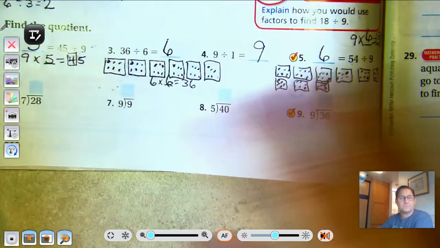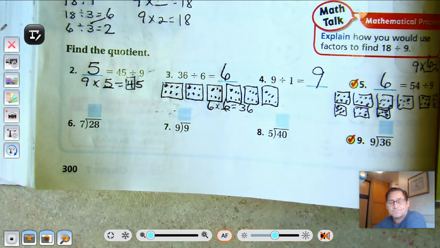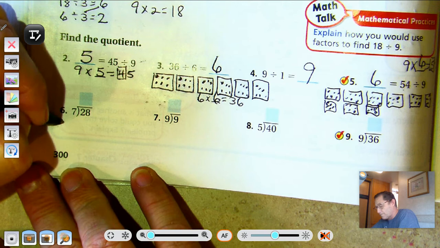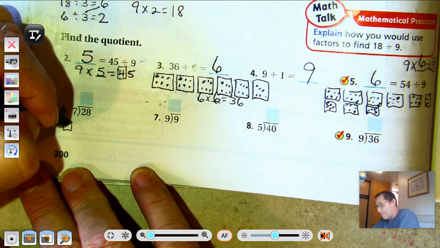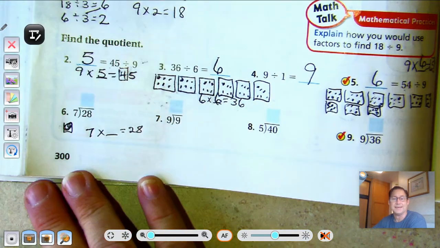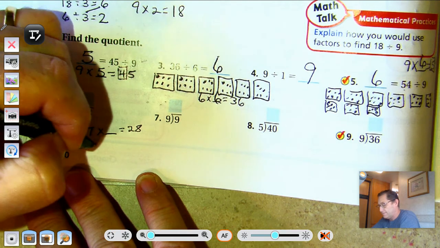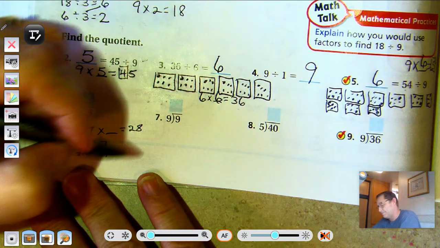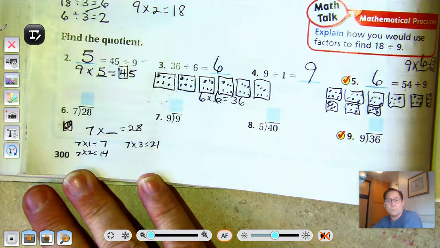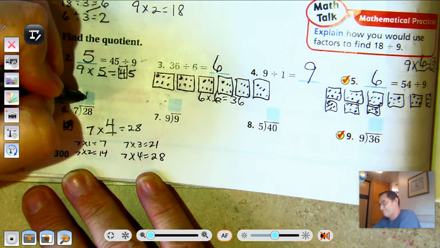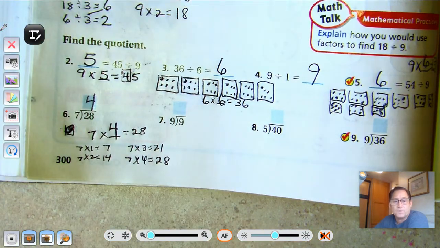All right, 28 divided by 7. Okay, so 7 times what is 28? Well, 7 times 1 is 7. 7 times 2 is 14. 7 times 3 is 21. 7 times 4 is 28. So 28 divided by 7 is 4.